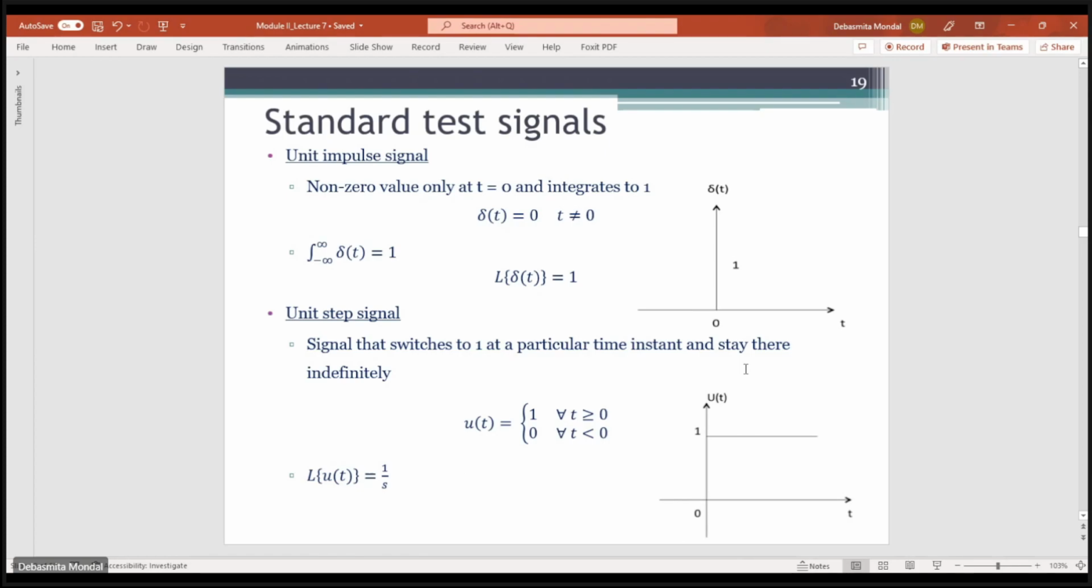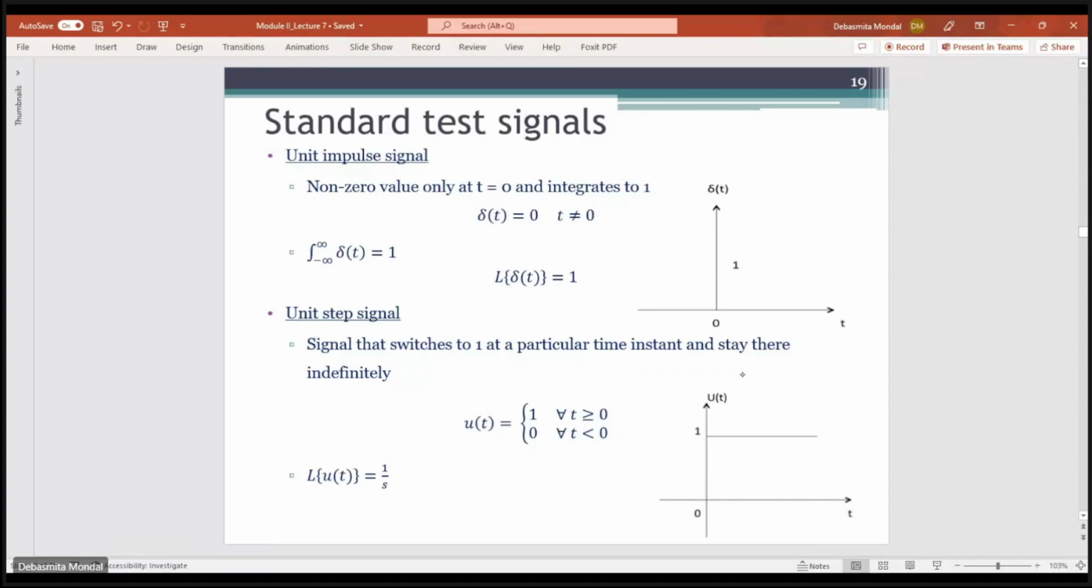So basically an impulse means that the signal will have a non-zero value only at t equals 0, and a value of 0 at all times other than at t equals 0. If you write the mathematical expression for this impulse signal, delta t will be equal to 0 for all values of t which is not equal to 0. And if you integrate this impulse signal with respect to time from -infinity to +infinity, it integrates to 1.